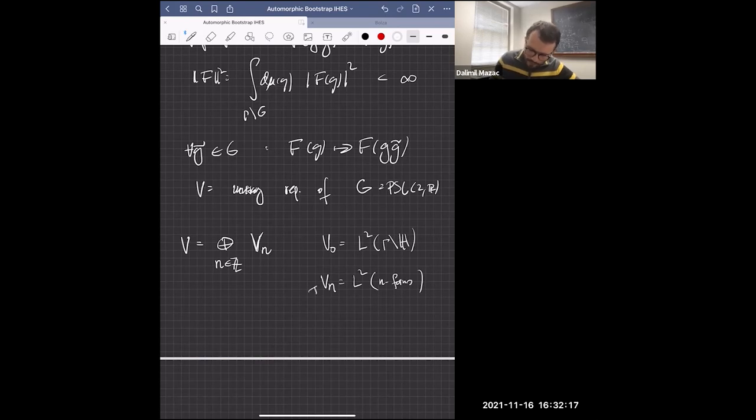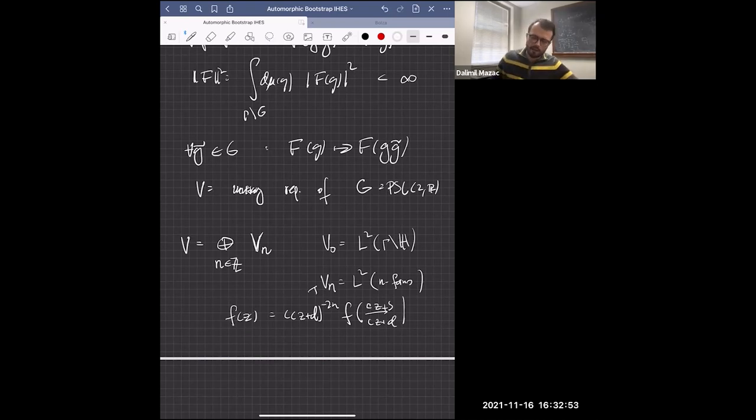So the elements of Vn are functions on the upper half plane such that they are not invariant under gamma, but they are covariant. They transform like this: (cz + d) to the minus 2n. So if (a b; c d) is an element of gamma, then f of z transforms like this.